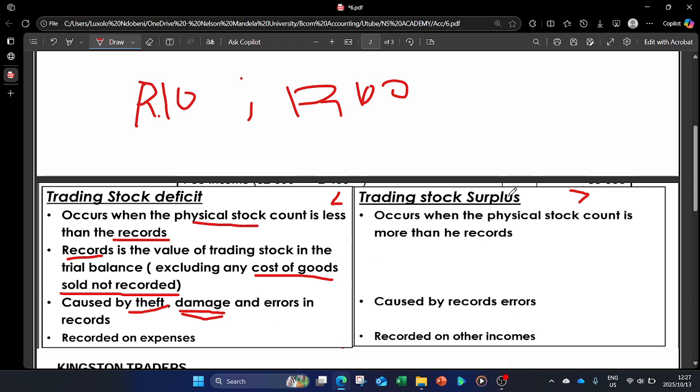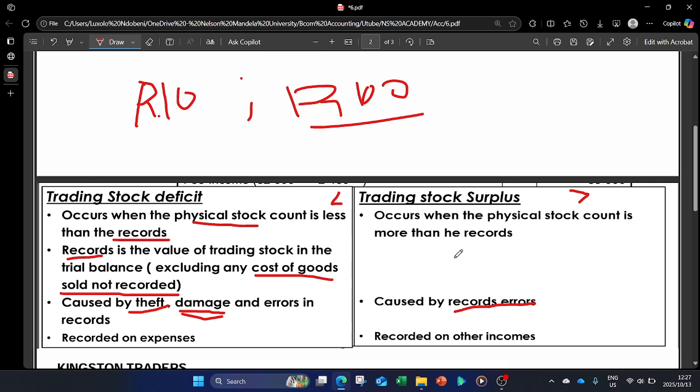So what causes the trading stock surplus? It is caused by record errors, as I said. If there is an understatement, which means instead of writing 100 rand as the value of inventory, you record 10 rand, then when you count the physical stock, it will definitely be more than the records, which is the value of inventory in the trial balance, excluding any cost of sales not recorded.